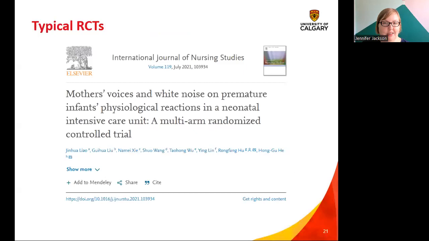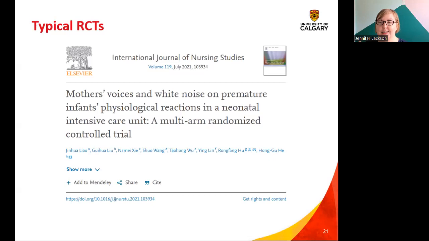So this is an example of a randomized controlled trial. In this group, it says it's a multi-arm trial. So they have three different groups. We're looking at caring for preterm infants in neonatal ICU. In one group, they played the mother's voice to the infant four times a day. In the second group, they played white noise to the infant four times a day. In the third case, they did not play any additional sounds. It was just the regular sounds from ICU.